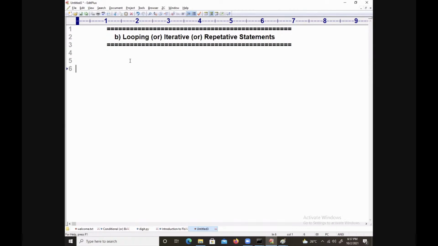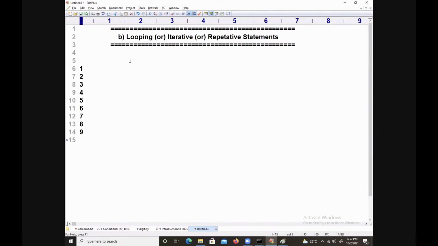My dear students, there are numbers 1, 2, 3, 4, 5, 6, 7, 8, 9, 10. I want to take these numbers. How many times am I repeating? 10 times. So where will I start? Start from here. Wherever you start your operation is called the initialization part. My dear student, carefully understand, initialization part.